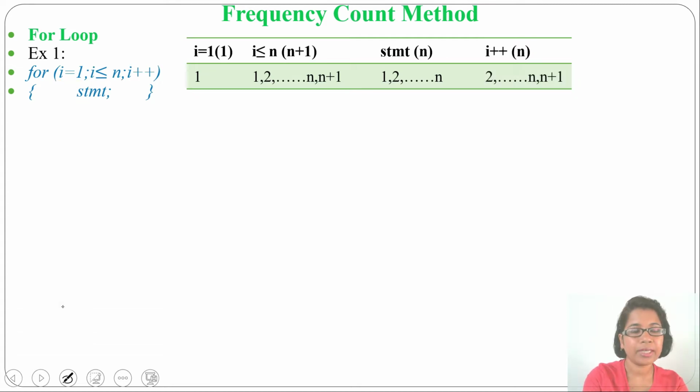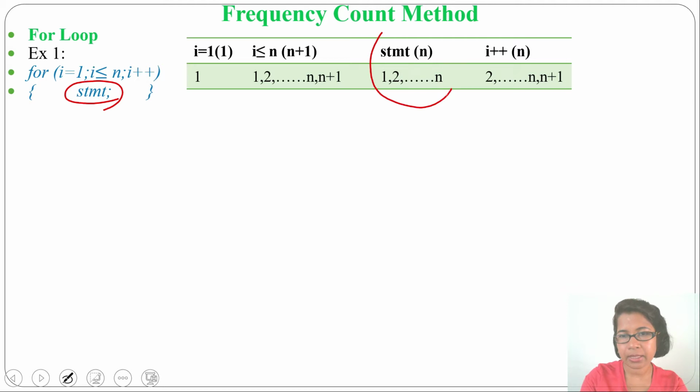So how is it executing? First it will do the initialization, next it will compare with n, then it will execute the statement, then it will increment. So the loop will continue like this: again it will compare with n, then statement, increment. We don't need to check how many times every statement is executing. We just need to find how many times the basic operation is executing. And here the basic operation is this statement. How many times this statement is executing, that is our priority.